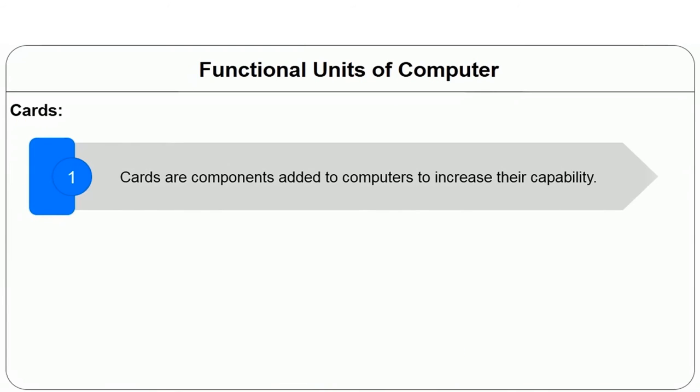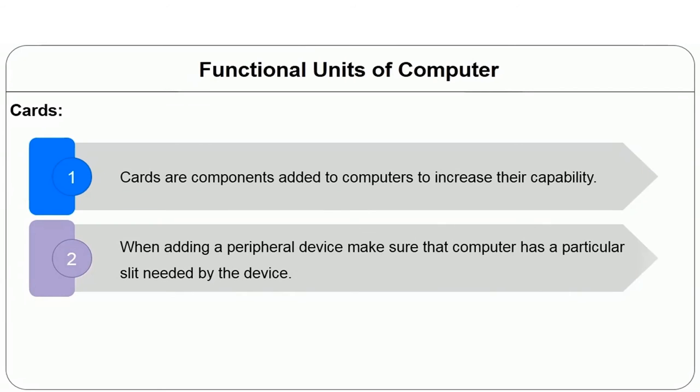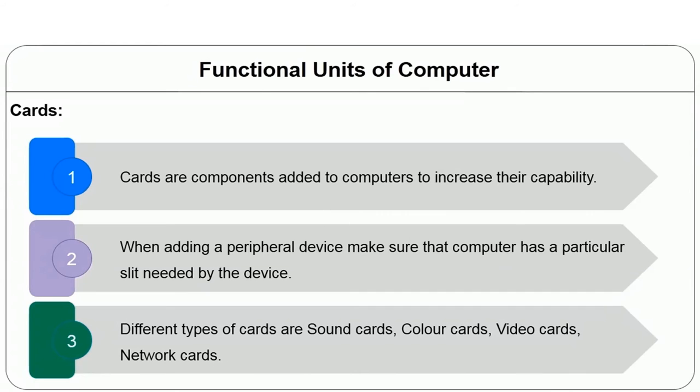Cards. Cards are the components added to computers to increase their capability. When adding a peripheral device, make sure that computer has a particular slot needed by the device. Different types of cards are sound cards, color cards, video cards, network cards.